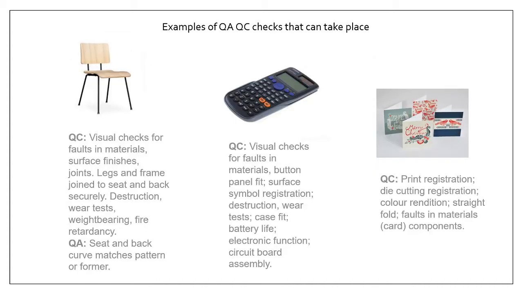So some examples of QA and QC that can take place. Things like on the wooden chair, quality control. So you do visual checks for faults in material, check there's no cracks in it, check it's all done accurately. Surface finishes, joints, leg frames, those can be checked. You can check destruction like wear tests, so they can put pressure on it, test it, check that it doesn't collapse under use. Things like flammability tests, weight bearing, so you just load it up with weight and see how much it can hold.